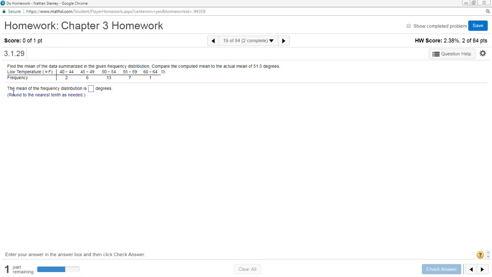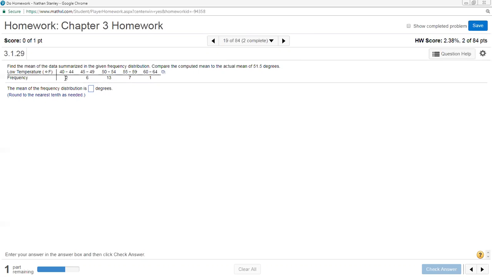So let's look at this exercise number 19 from the Chapter 3 homework, problem 19. It says, find the mean of the data summarized by the frequency distribution below. Compare the computed mean to the actual mean of 51.5 degrees. So we have these low temperature ranges in Fahrenheit and the frequencies of various temperature measurements and what class they fall in. So the most frequent class was those temperatures between 50 and 54 degrees. It had a frequency of 13. We're going to find the mean of this frequency distribution using StatCrunch. How do we do that?